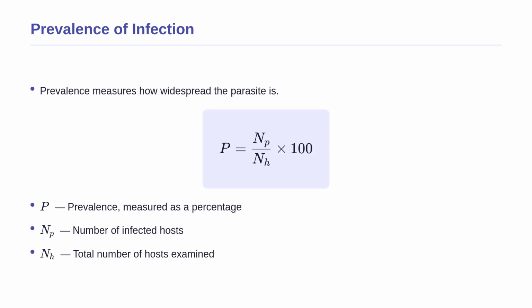P represents the prevalence, which is a percentage. The variable N sub P stands for the number of hosts that actually have the parasite. The variable N sub H represents the total number of hosts examined in the population. The multiplier of 100 simply converts the decimal into a readable percentage. Physically, if the number of infected hosts increases while the total population stays the same, the prevalence goes up, indicating a rapidly spreading infection.